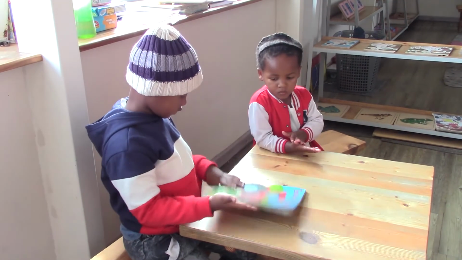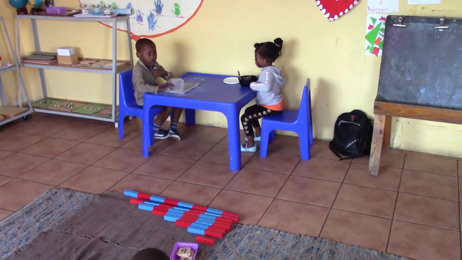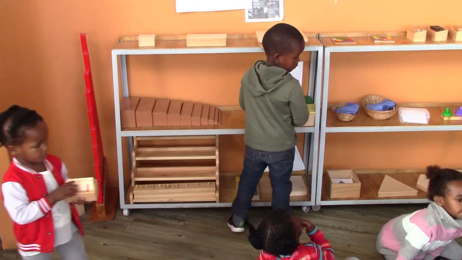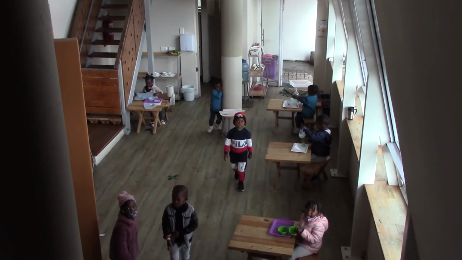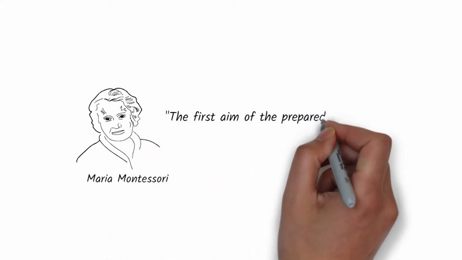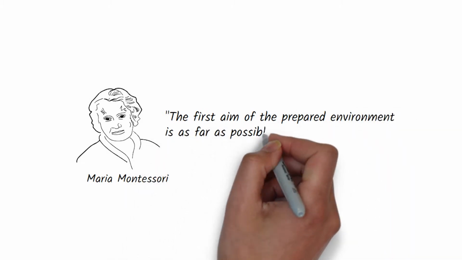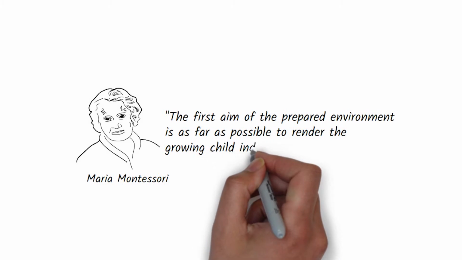Everything in a classroom is at the right size for the child depending on where they are in development. But in a toddler community and a 3 to 6 classroom, everything is child-sized. The shelves are at the height of the child, the tables and the chairs. Everything that is in a prepared environment is there to serve the child and to serve the development of their independence and engagement with the environment. Dr. Montessori wrote that the first aim of the prepared environment is, as far as possible, to render the growing child independent of the adult.